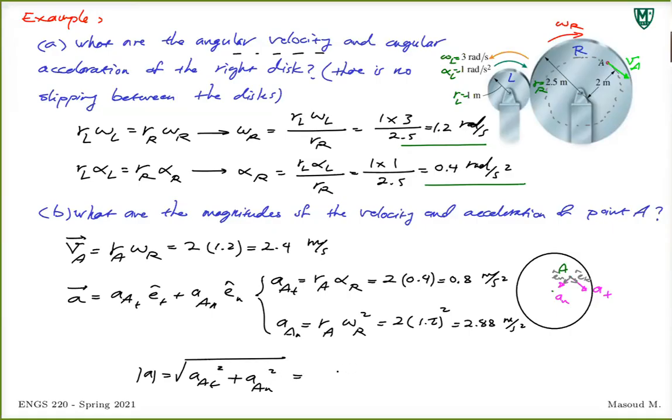0.8 squared plus 2.88 squared, you'll get 2.99 meter per second squared. That becomes the magnitude of the acceleration. This was the magnitude of velocity, right? So very similar to what we were doing before when we were looking at the motion of a point or a particle in a circular path. Just in this case, that point is part of the rigid body rotating about the axis.